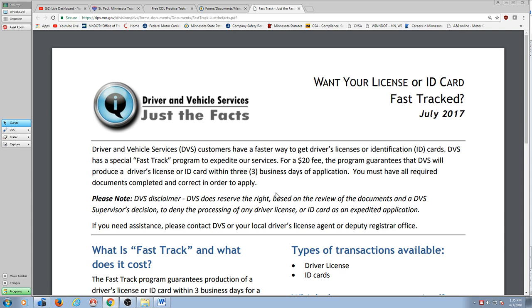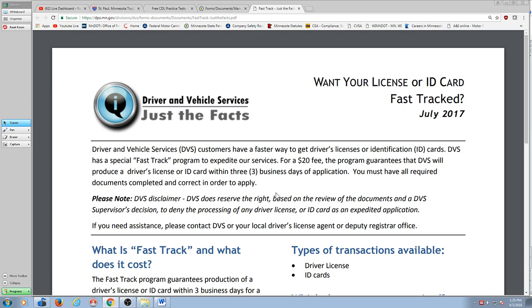You can't do this at a driver vehicle services location, the place where you take the tests. They won't do it there. You have to go to a deputy registrar. What's a deputy registrar? That's where you can buy license tabs. So if you can buy license tabs there, you can get your license quicker there. This doesn't make any difference with the permit because the permit is a paper, not a plastic card, and they issue the permit right on the spot.